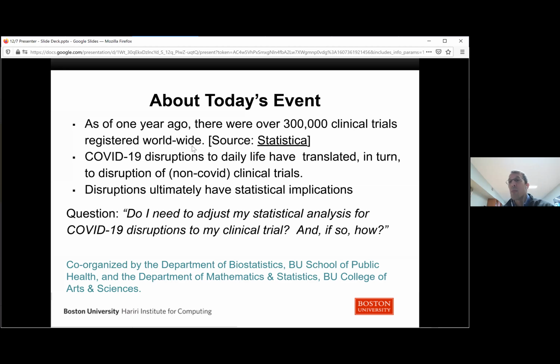So today's event was actually motivated from some of my discussions with faculty here at Boston University, where they asked, knowing I was a statistician by training in particular, do I need to adjust my statistical analysis for COVID-19 disruptions? And if so, how? And being a statistician, but not a clinical trials person, I said, I don't know, but I know some very good people who do. So we reached out to these folks and they were very kind enough to agree to present today. We reached out to the departments and chairs of Biostat and Math and Stat. I'd like to particularly thank Jose Dupuy, the chair of the Department of Biostatistics, for her help getting the message about this event out to the much broader community.